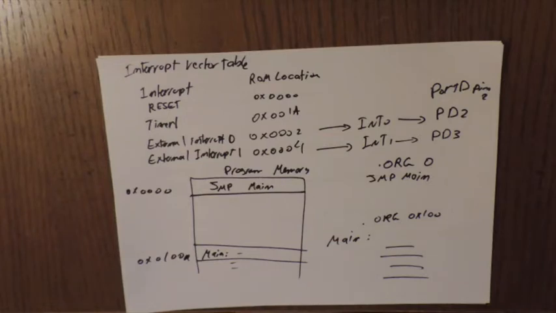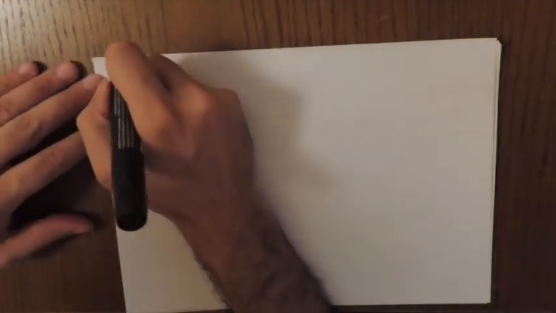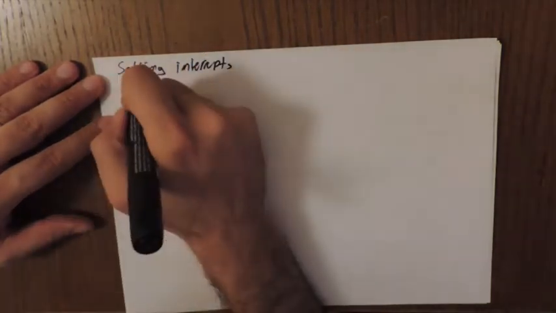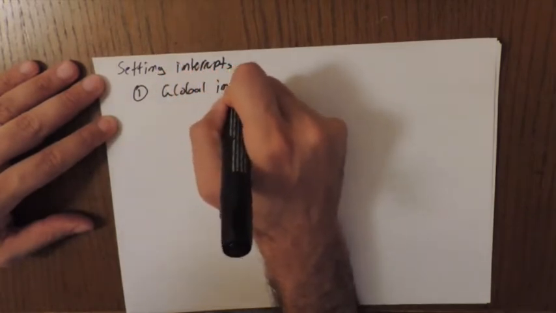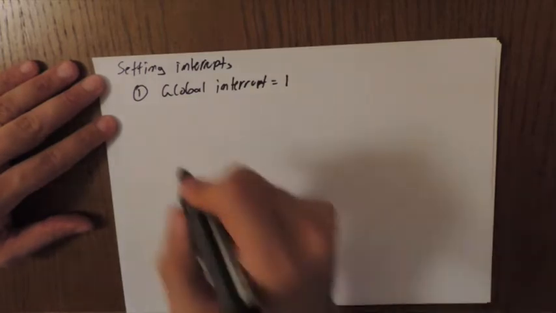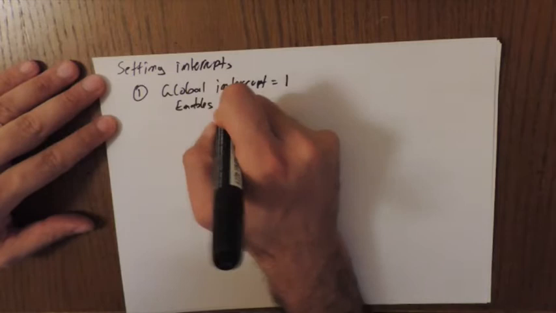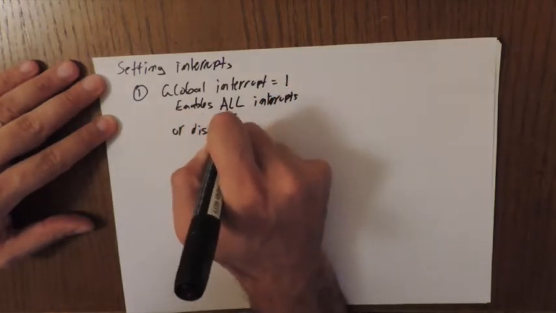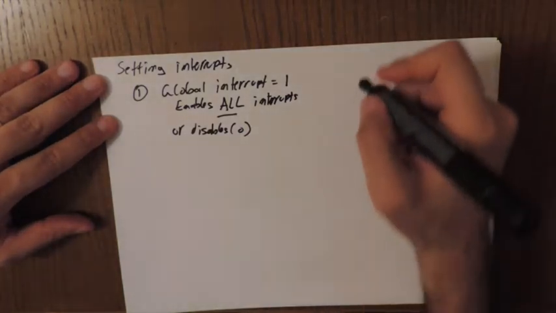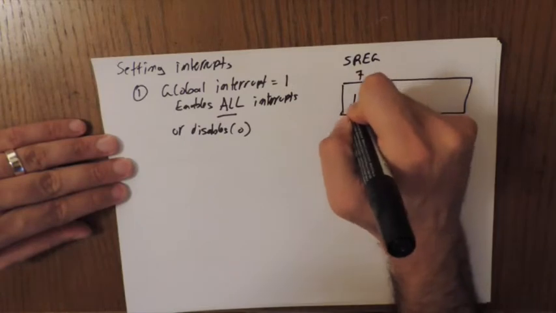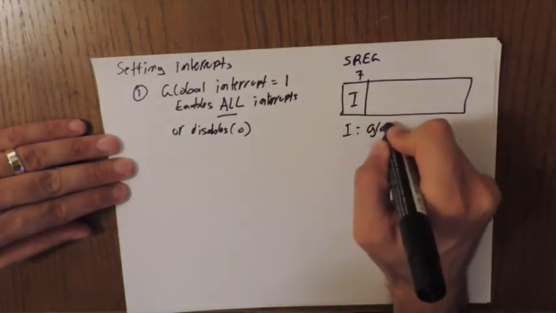Now, how can we set up the interrupt? Setting up the interrupt is very easy. It entails three things. To set an interrupt, I need the global interrupt bit equal to 1. This is the main switch that enables all interrupts or disables them. Of course, when it's 0, it disables them. This bit is found in SREG, bit 7, which is called I. So I is the global interrupt enable.